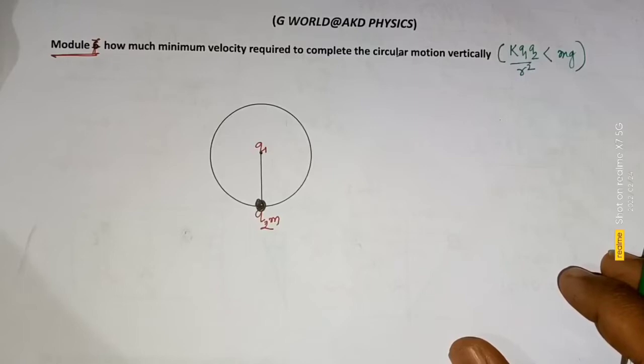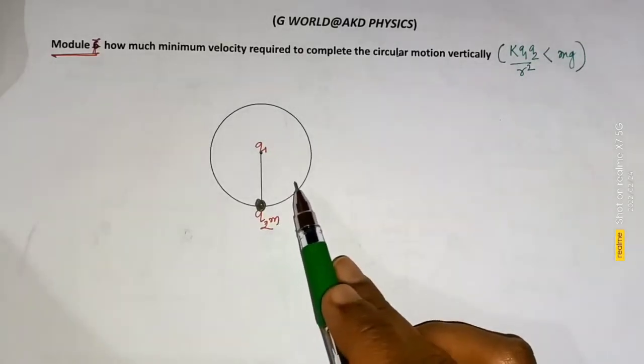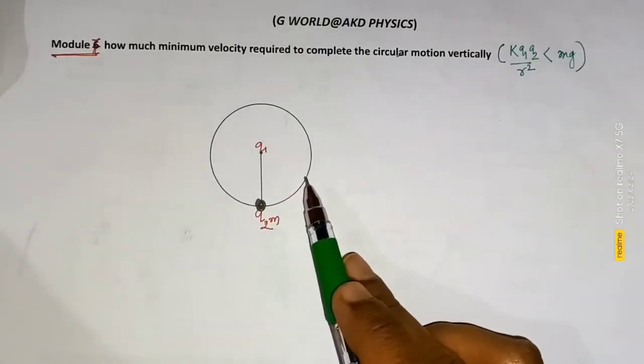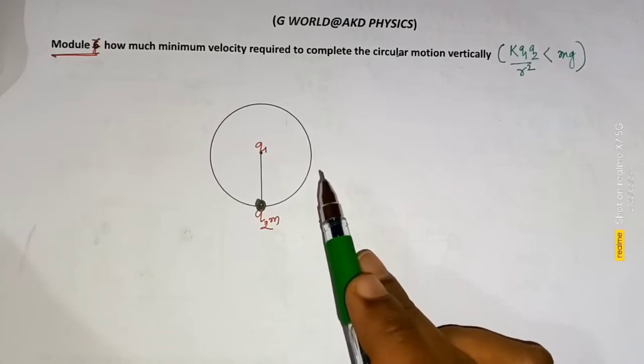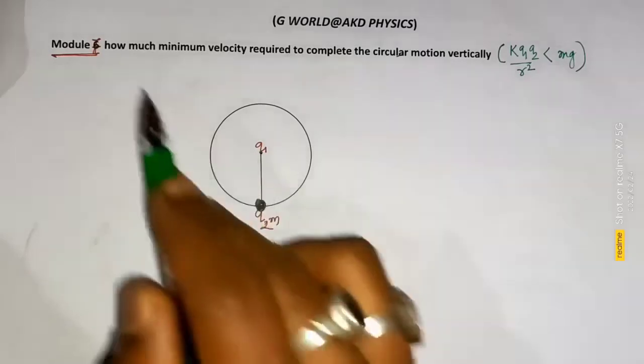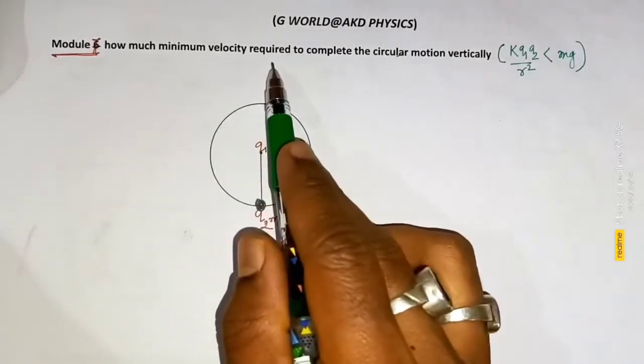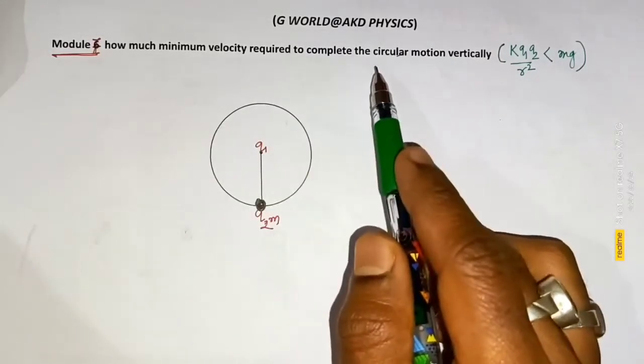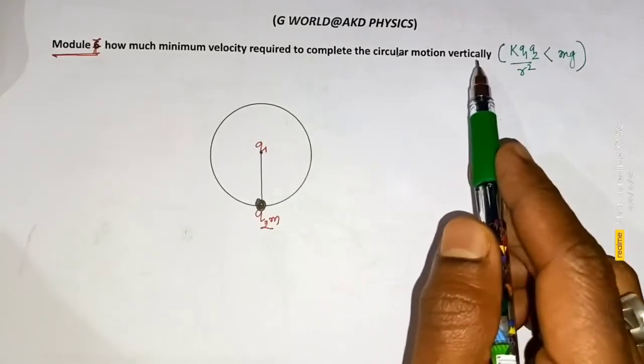Today we will discuss Model 7, the basic model of electrostatics. If you look at this question, it is a question of electrostatics with circular motion. What is the question asking? How much minimum velocity is required to complete a circular motion vertically?